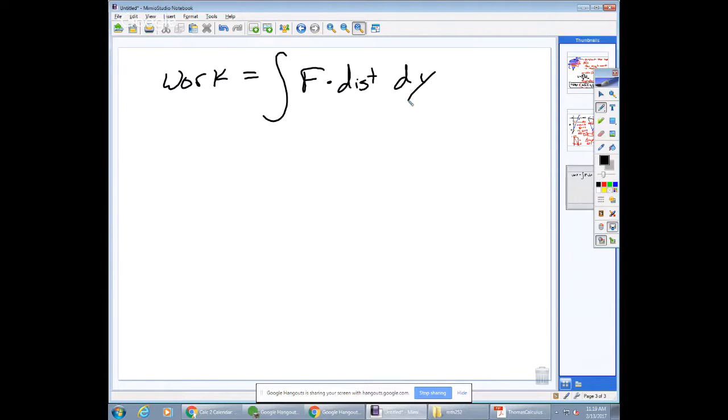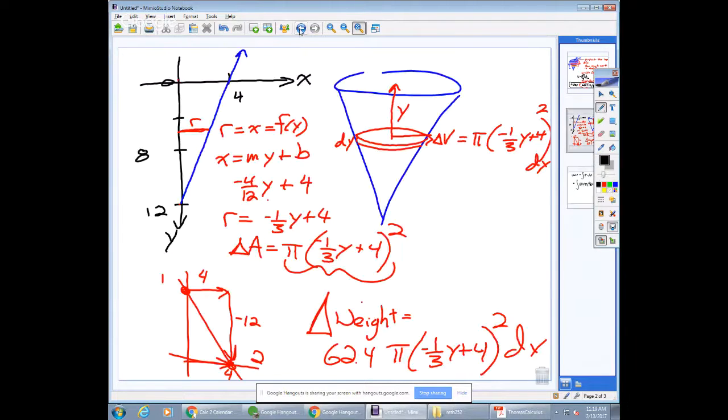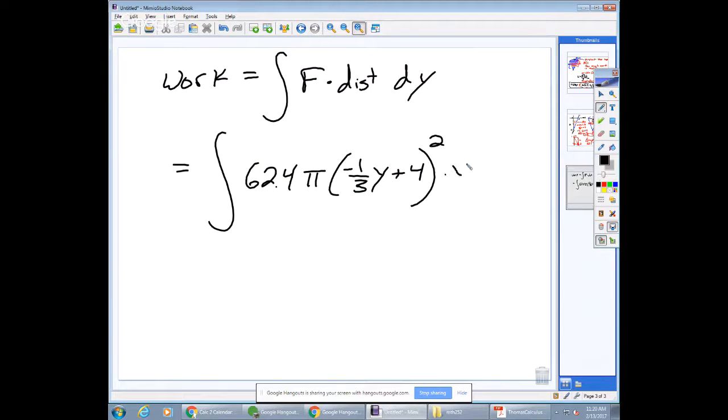So our variable force is what we just wrote down: 62.4 times pi times our negative 1/3 y plus 4 squared. Let's see, what am I missing there? Times the distance. What is the distance that I'm moving my water? Anybody remember from the picture here? Y, yeah, that's this guy right here. I'm moving each chunk of water y. All right, so then I got a times y there, dy.